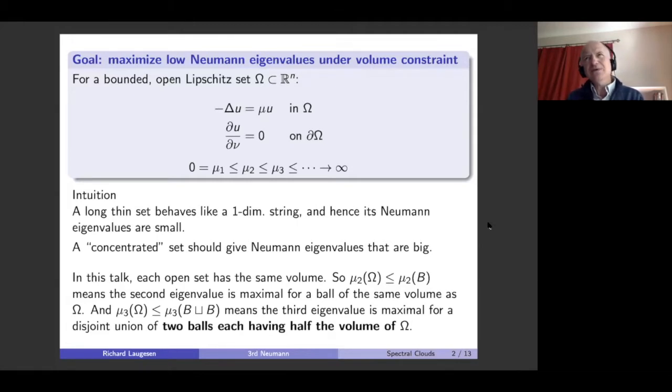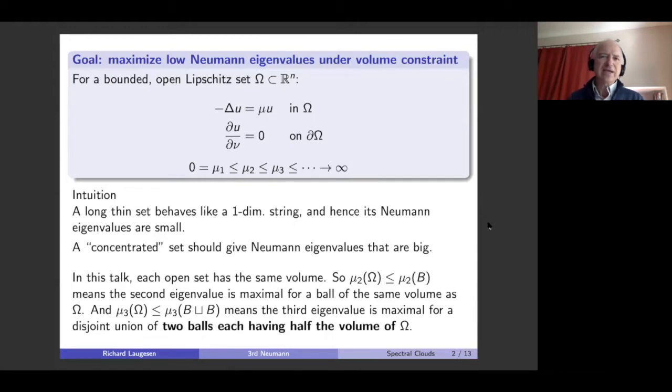Now, it's interesting to contrast that with a Dirichlet situation where, again, the lowest Dirichlet eigenvalue is minimal for a ball. The next Dirichlet eigenvalue is minimal for a union of two disjoint balls of equal volume. And the kind of theorems we're looking at here are going to say that, well, mu2, the second Neumann, is maximal for a ball. Mu3, the third Neumann, is maximal for a disjoint union of two balls. But it's not actually really the same phenomenon exactly. It's related, but not exactly the same. It's sort of like reverse sides of a coin.